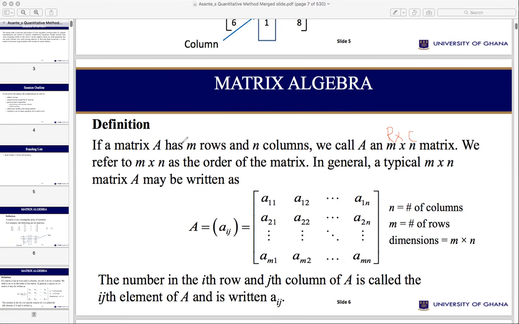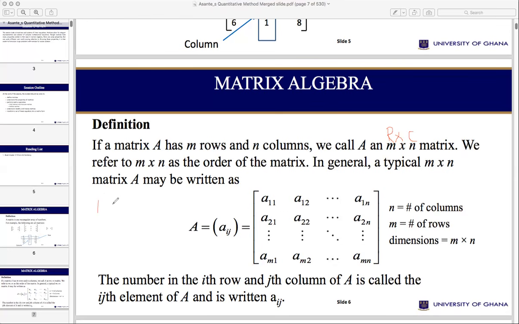So if matrix A has m rows and n columns, then we call A an m times n, meaning row times column matrix. We refer to the row times column as the order of the matrix. In general, a typical m times n matrix, which is the same as row times column, may be written as this. So here is the matrix, the same thing.